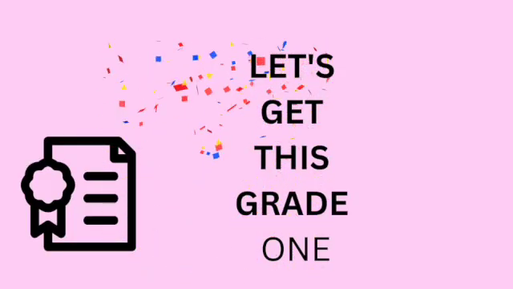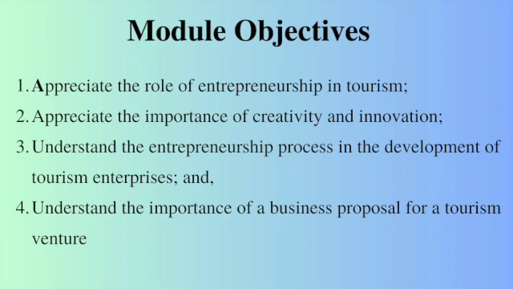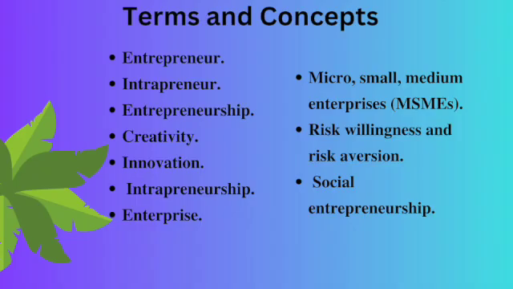Now, let's get this going. Module 3 has 4 main objectives. Objective number 1, you're to appreciate the role of entrepreneurship in tourism. 2, you're to appreciate the importance of creativity and innovation. 3, you're to understand the entrepreneurship process in the development of tourism enterprises, and you're to understand the importance of a business proposal for a tourism venture.